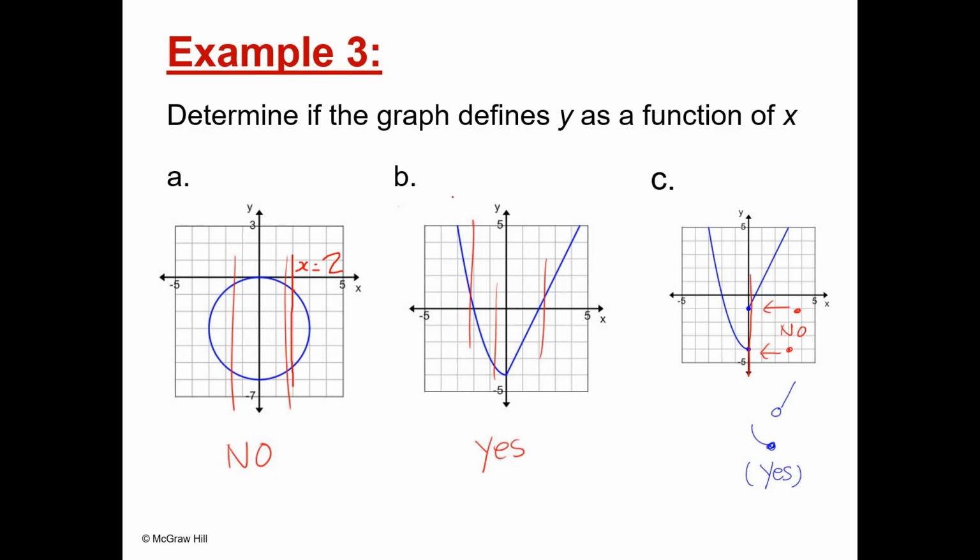As for part B, you can draw as many vertical lines as you want. You're gonna realize that this vertical line cuts the graph at a single point and not twice. This means that we have a single value of y whenever we draw a vertical line at x.